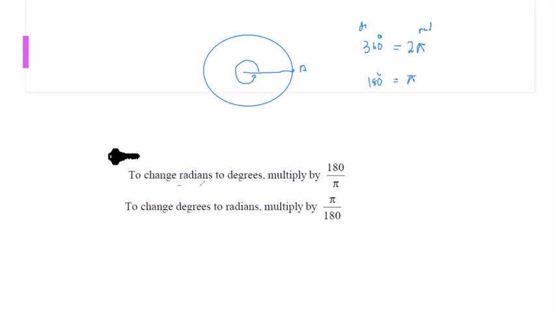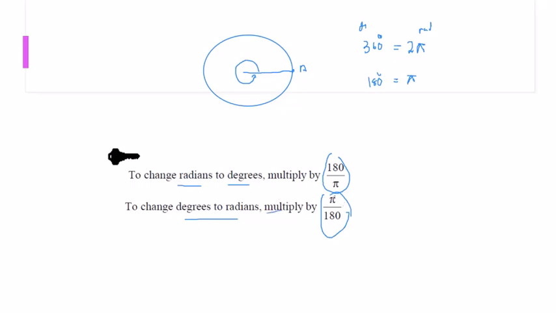So if we want to change radians into degrees, what will we do? We multiply by 180 divided by pi. And if we want to change degrees into radians, then we multiply by pi divided by 180.